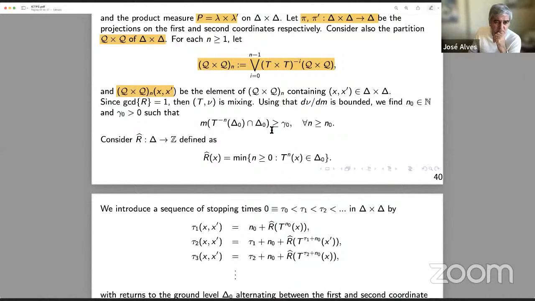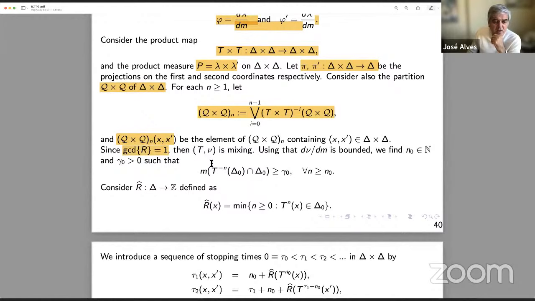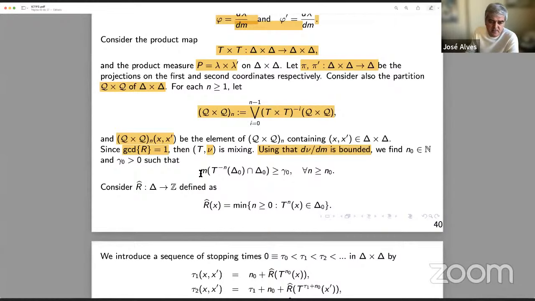And see that we are proving the theorem in which we assume this condition, okay? Because the general case has been proved using this case. So if this holds, then nu is exact, and so in particular, it is mixing. So using that nu is bounded, we find infinitely many moments such that, first of all, this returns to the base. So infinitely many moments such that points in the base return to the base. Well, that is natural. But the good information now is that the measure of that is bounded from below.